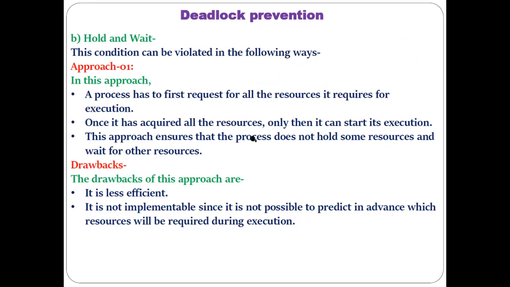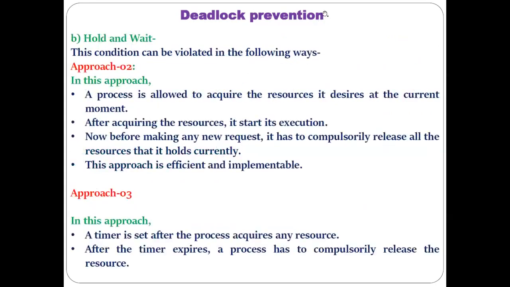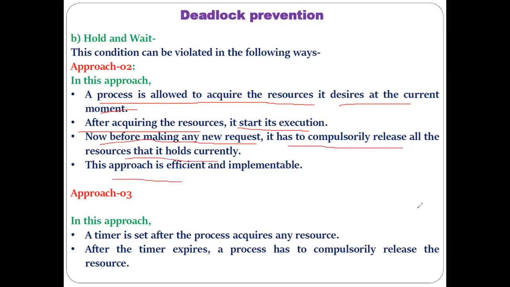Then the second approach, using which you can prevent the hold and wait condition, or you can violate or dissatisfy the hold and wait condition. In the second approach, a process is allowed to acquire the resource it desires at the current moment. After acquiring the resource, it starts execution. Before making any new request, it is compulsory to release all the resources that it currently holds.